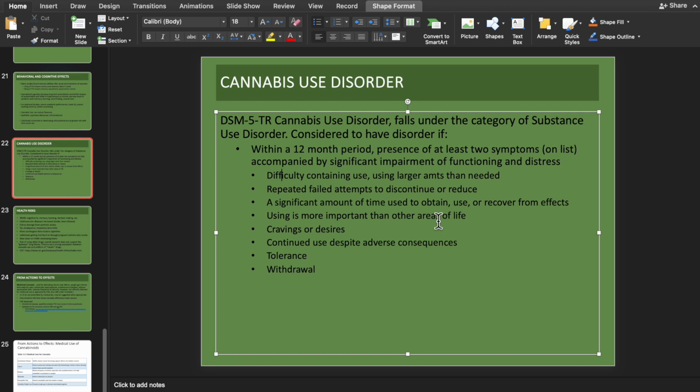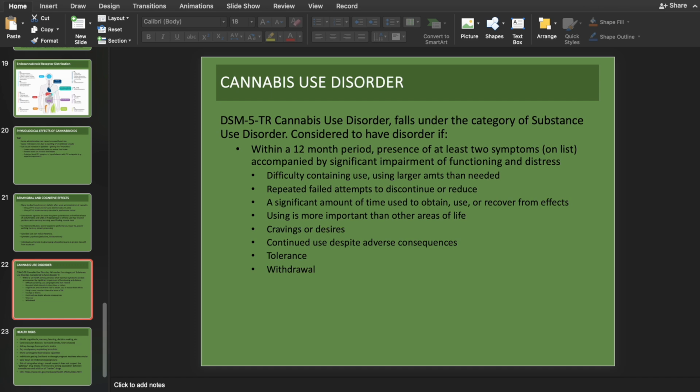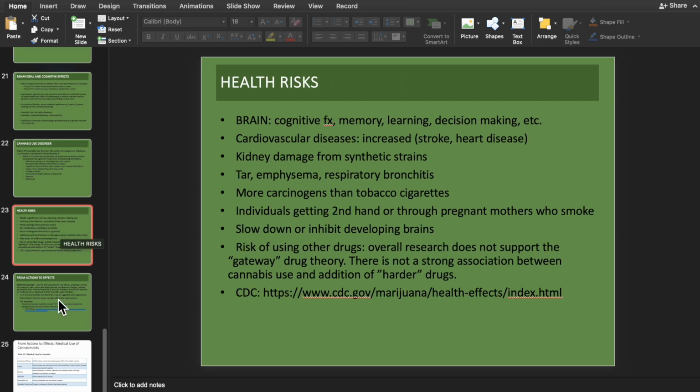Or tolerance. So smoking more than before and it has the same effect. Or withdrawals, not smoking it and having, like, the shakes, or depression, anxiety, not being able to cope because they stopped smoking it. So if they have 2 or more of these on the list within a 12-month period, and it's followed by significant distress or impairment in functioning, like functioning again would be they're not able to go to school because they were so high, or they had to call out of work, or when they're at work, they can't pay attention, they're not getting their work done, or they're making mistakes. Health risks, I'll let you go over that on your own.